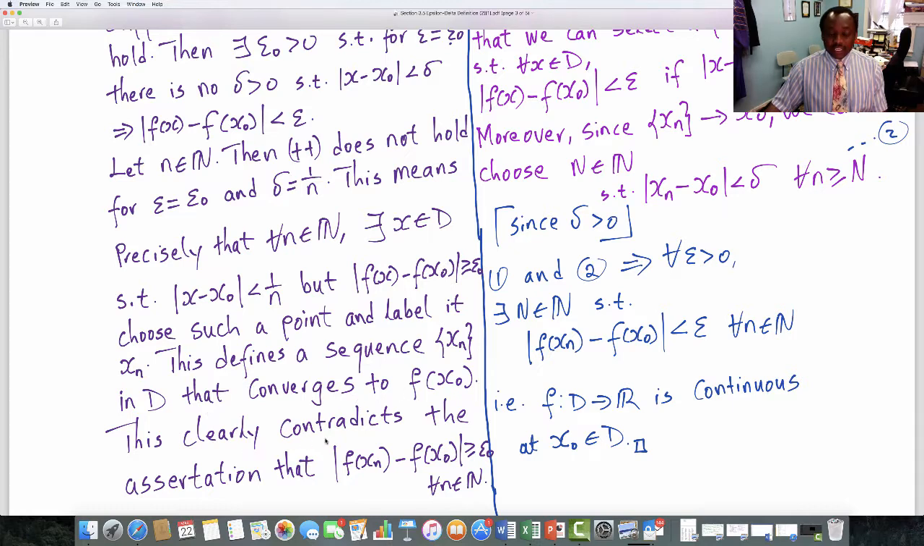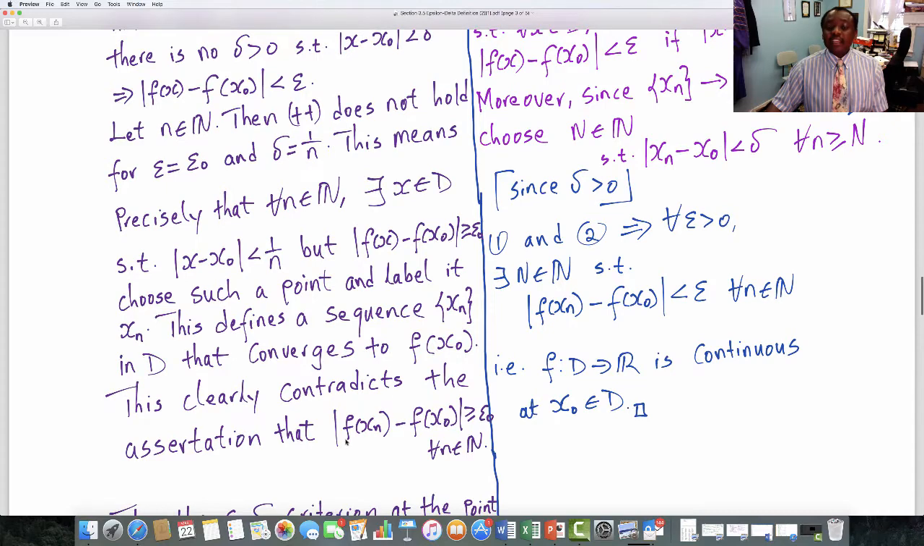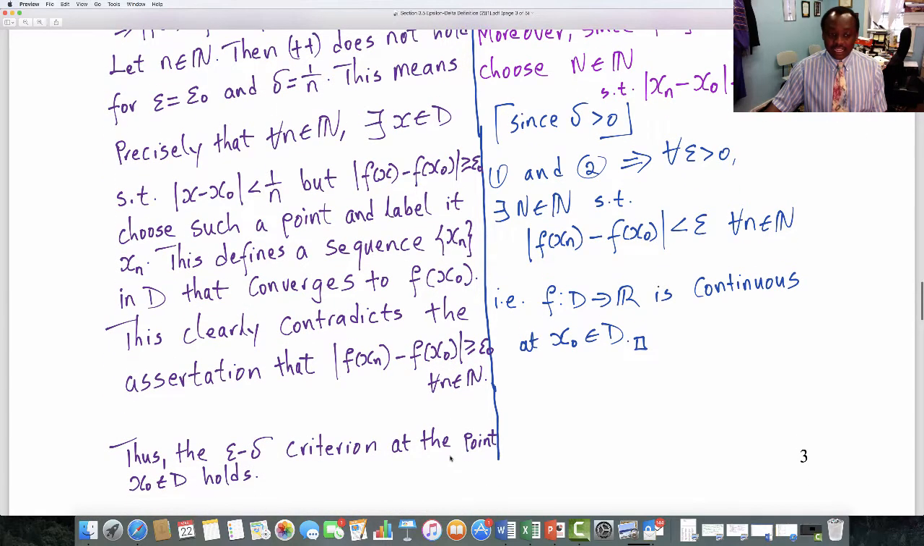This clearly contradicts the assertion that the absolute value of f of xn minus f of x naught is greater than or equal to epsilon for every n in N. Thus, by this contradiction, we can conclude that the epsilon delta criterion at the point x naught in D holds. So that is 1 implies 2, or A implies B.